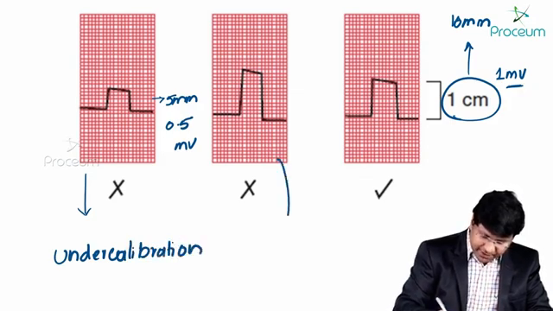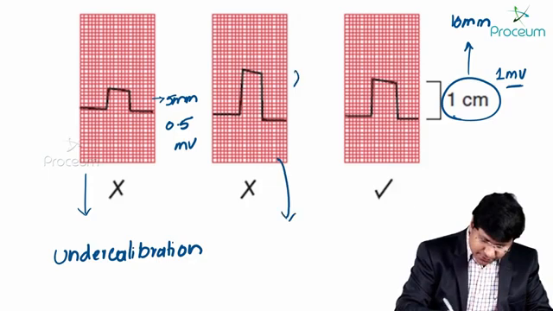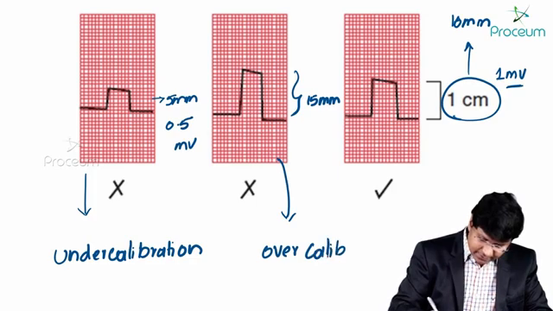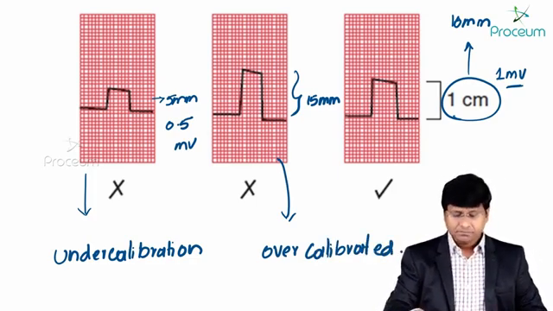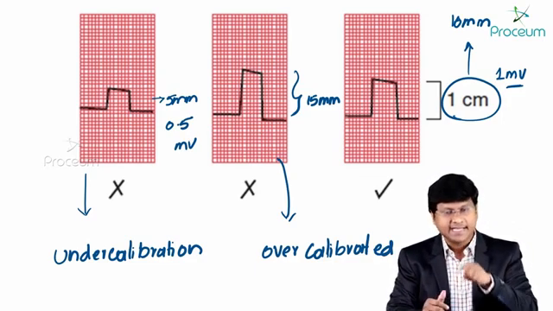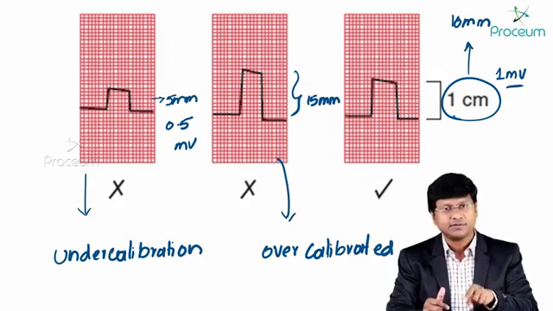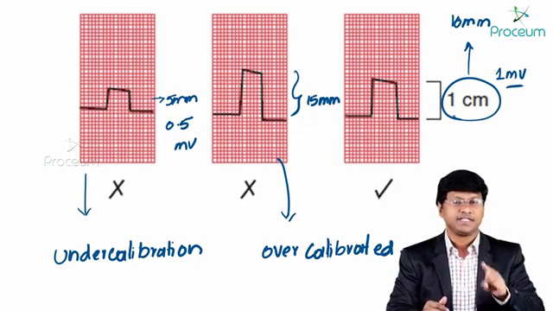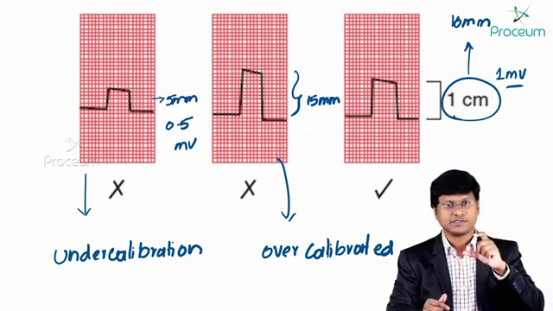And if you take this strip here, this is almost 15 mm. So this calibration is increased, over calibrated. Right? Over calibrated. Okay. That calibration can be set in the ECG machine itself. And the calibration you have to set is 1 millivolt or 1 centimeter or 10 mm. That means it should occupy 2 large boxes.